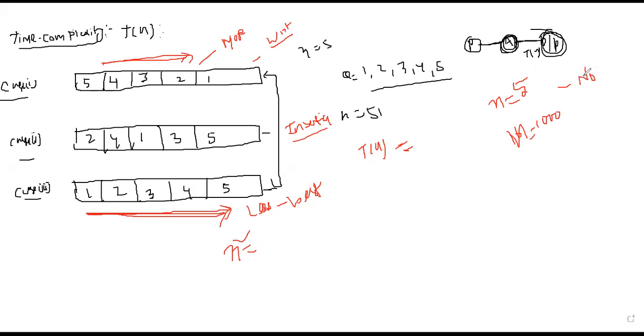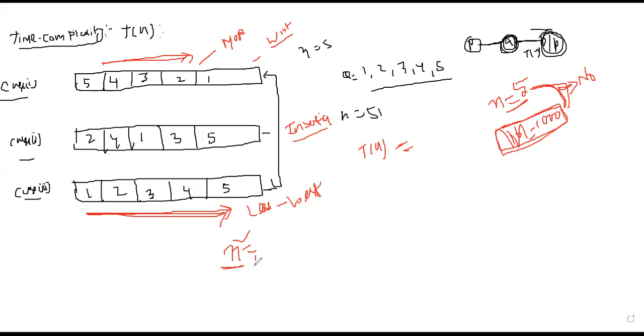For sorting 5 elements, it will take less time than sorting 1000 elements. Yes or no? Clear? If we are sorting 5 elements and 1000 elements, the time complexity of both will be different. So whenever you calculate time complexity, it depends upon the number of elements. First, the number of elements is the same, which is n.